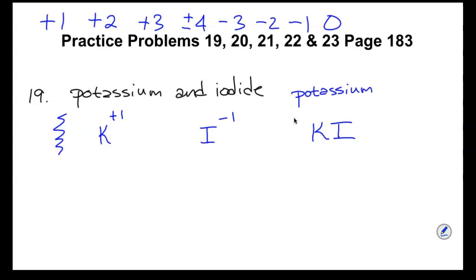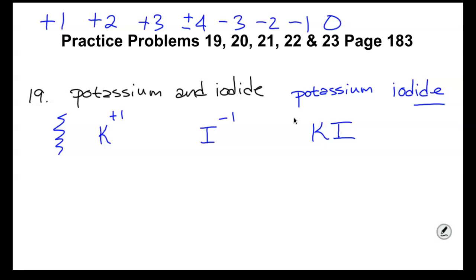And then put a space, and then iodide. Now, why isn't it potassium iodide? It's iodide because we changed the names of negative ions, and we change the ending to the 3 letters IDE.